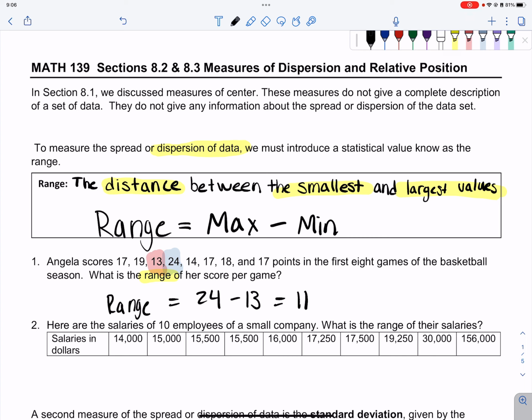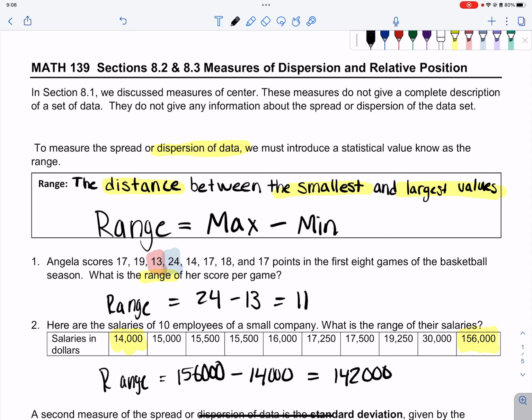The next example, we have the salaries of 10 employees of a small company, and I want to know what the range is of these salaries. Well, our lowest value is 14,000, while the highest value is 156,000. So this means that the range is equal to 156,000 minus 14,000 to give us 142,000 for that range. And with this, we can also then see that the range is very large.